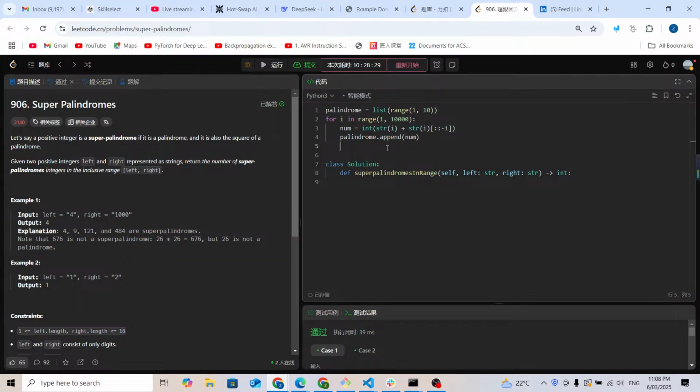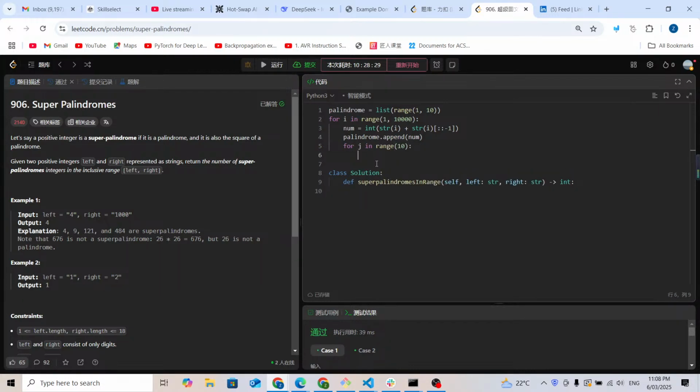So what about if it is odd? So we're going to enumerate all the other possible cases. So we're going to insert 0 to 9 just in between those two strings. Yeah. So for i, let's just use another one. For j in range 10. So this is for 0 to 9. And our new number is going to become, yeah, let's just copy and paste.